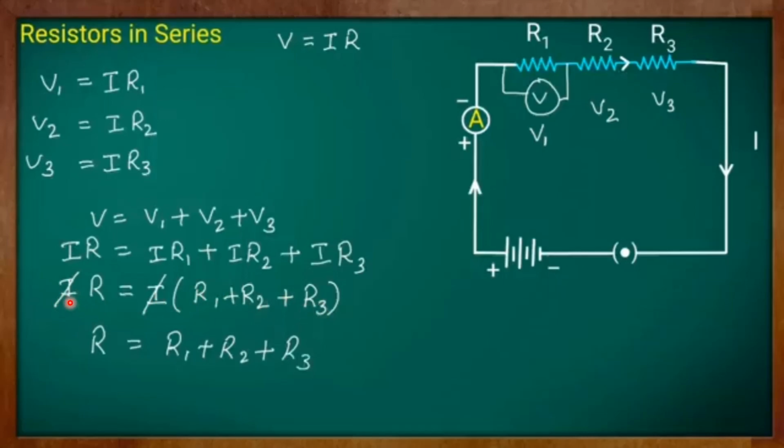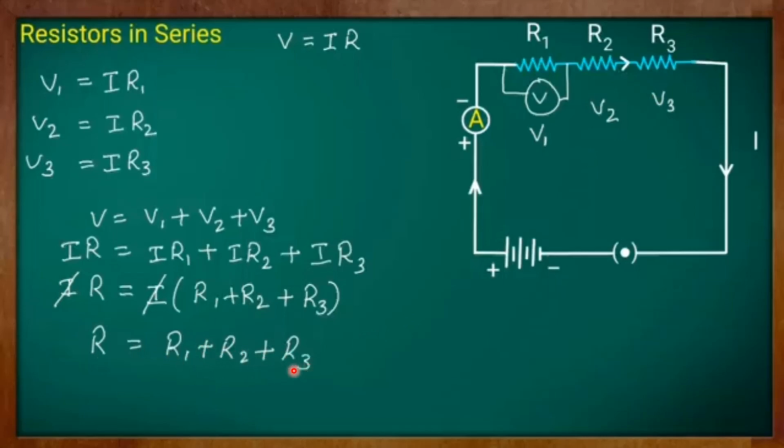Since I is a common term in both LHS and RHS, I can cancel it with each other. Then the remaining part I am going to get is R is equal to R1 plus R2 plus R3. What is this? R is called the total resistance, or I can say it is the equivalent resistance. Equivalent resistance in series is nothing but the sum of the resistors which are connected in series. Since I have connected three resistors in series, the equivalent resistance will be R1 plus R2 plus R3.